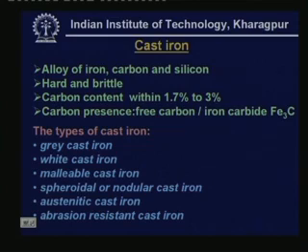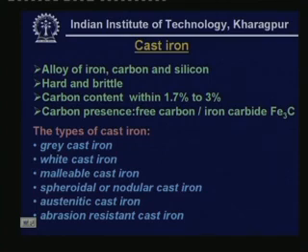Now, one of the characteristic features of this particular cast iron is that it has a good amount of carbon content. This carbon content ranges from around 1.7% to 3%. Now, in which form is the carbon present? The carbon is present as free carbon or iron carbide, so its chemical formula is Fe3C. So, this is the basic definition of the cast iron.